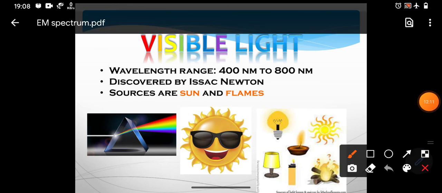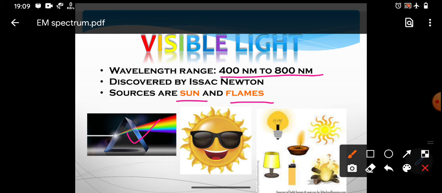What is the range of the frequency? What is the range of the wavelength? Wavelength range is 400 nanometers to 800 nanometers, or we can say 4000 angstrom to 8000 angstroms. So it was discovered by Isaac Newton with this experiment. About this experiment I have explained to you in the earlier class.